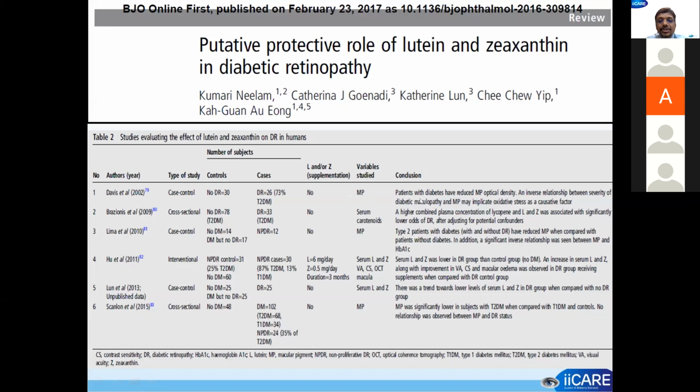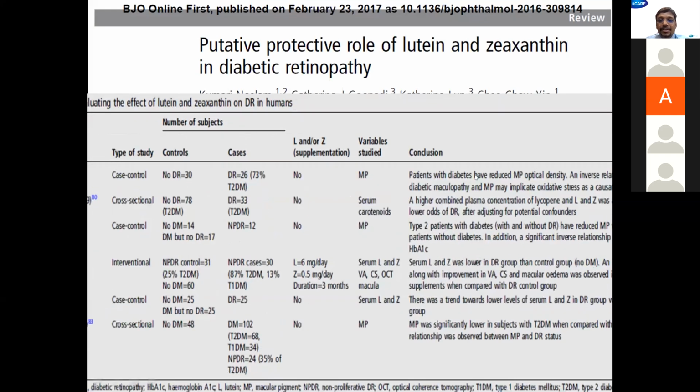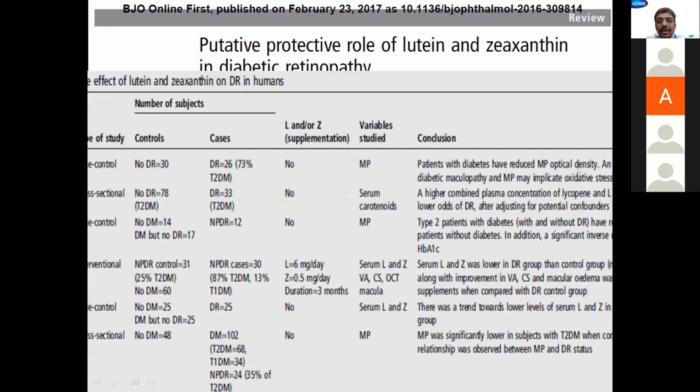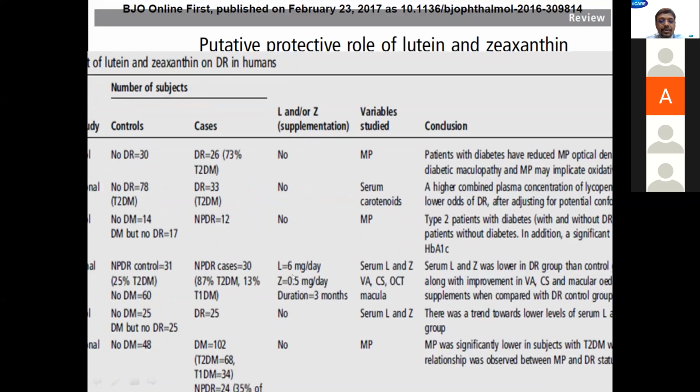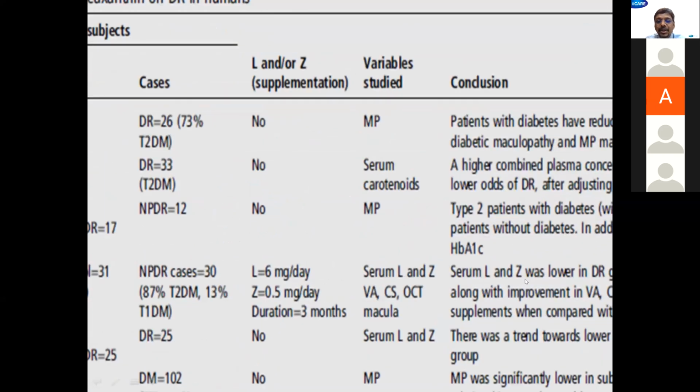We can see that patients with diabetic retinopathy had reduced MP optical density and also reduced serum levels of lutein and zeaxanthin. In the one interventional study, they found that lutein and zeaxanthin supplementation helped to lower the risk of diabetic retinopathy, with improvement in parameters like visual acuity and contrast sensitivity, and it also helped to increase serum lutein and zeaxanthin levels.